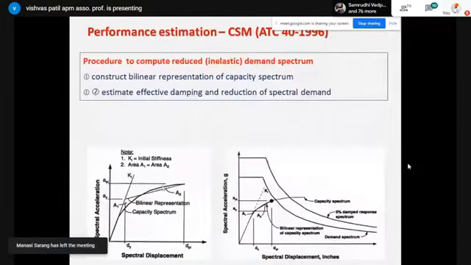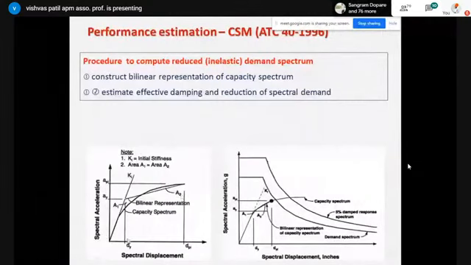Then again, the capacity curve is required to be split into two segments, what is called a bilinear representation.